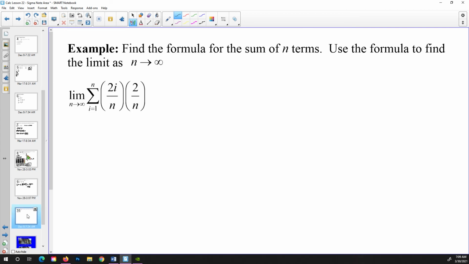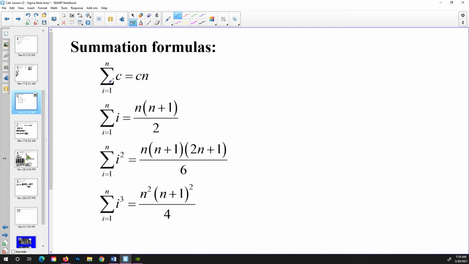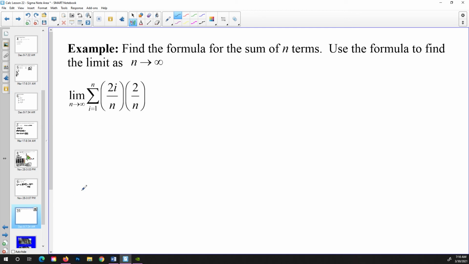All right, final example. Find the formula for the sum of n terms and then use the formula to find the limit as n goes to infinity. So here we're going to have a similar situation as the example in the last problem. We are going to use these summation formulas to change this limit into an expression that we can calculate very easily.